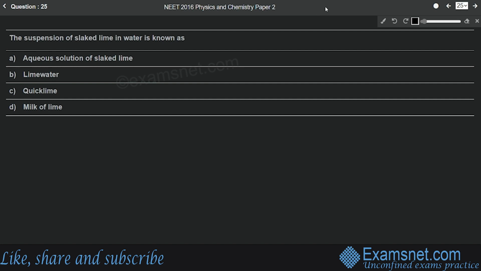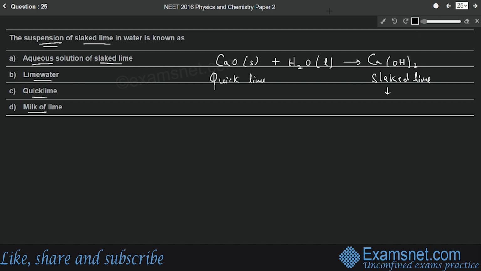Question number 25 is from the chapter S block elements, and the question is, the suspension of slaked lime in water is known as. Options are aqueous solution of slaked lime, lime water, quick lime, or milk of lime. Okay, so we know that slaked lime is nothing but calcium hydroxide, and it is formed when calcium oxide reacts with water. So first calcium oxide, that is quick lime. Quick lime is calcium oxide, right? And when it reacts with water, then what happens? Calcium hydroxide, Ca(OH)2, is formed, and this is known as slaked lime.